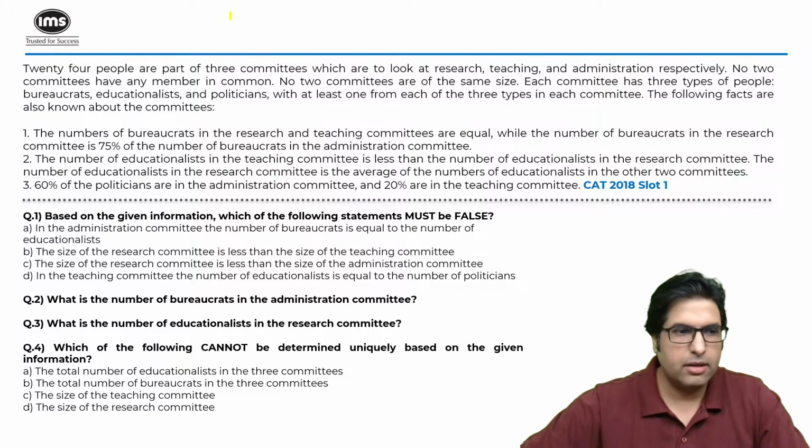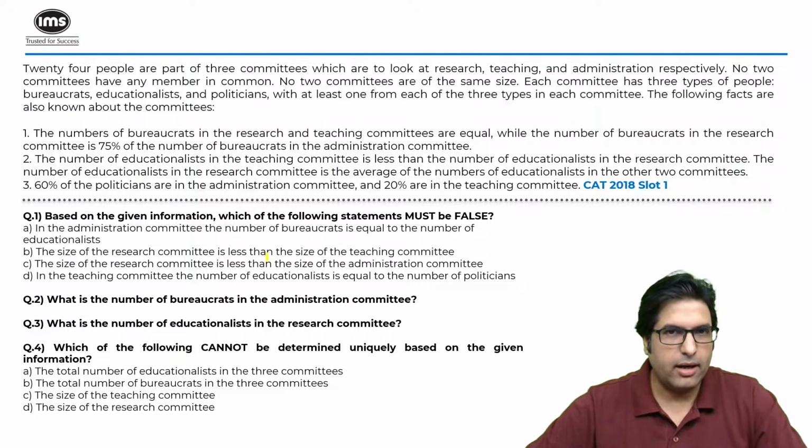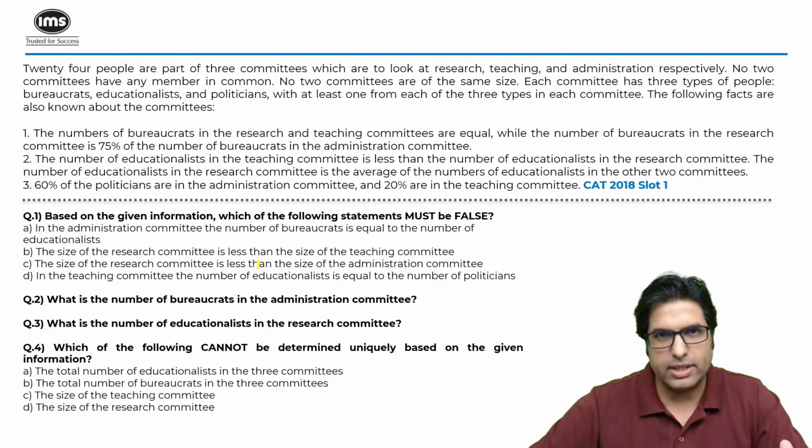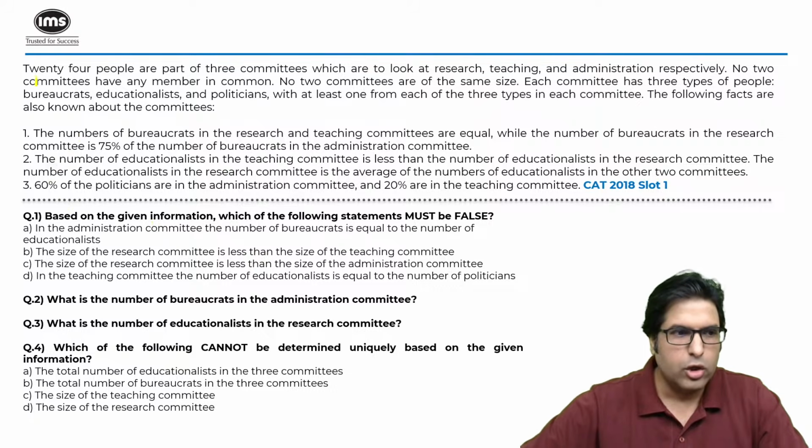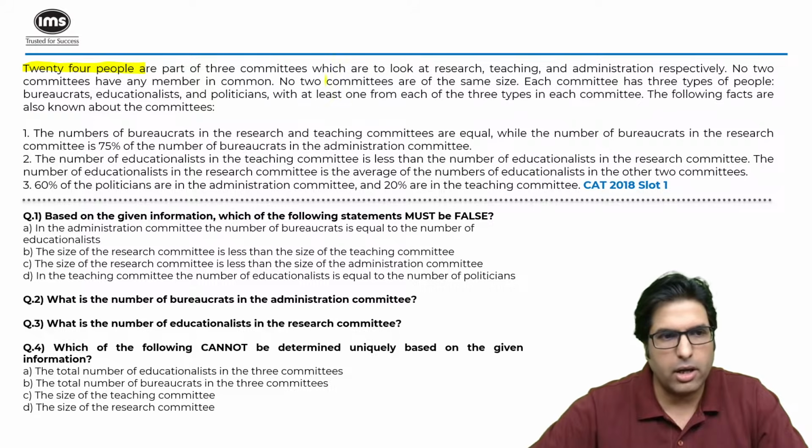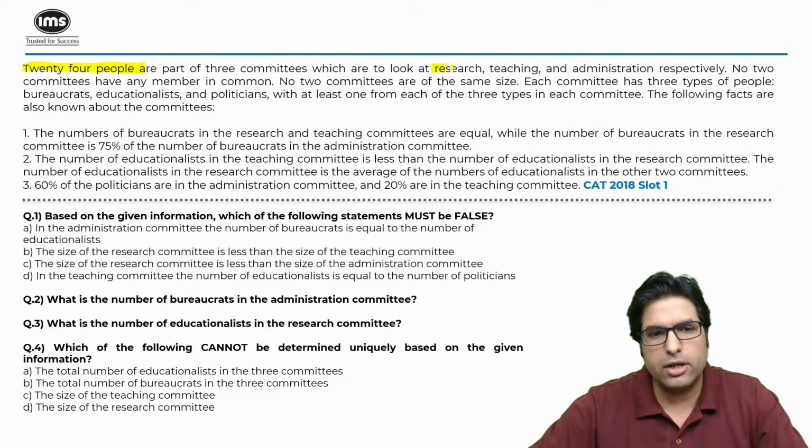All right, let's move ahead. I'm assuming that you would have read the part of the set, at least the first paragraph. We'll come back to bullet points later if required. So we have 24 people who are part of three committees, which are to look at research, teaching, and administration.